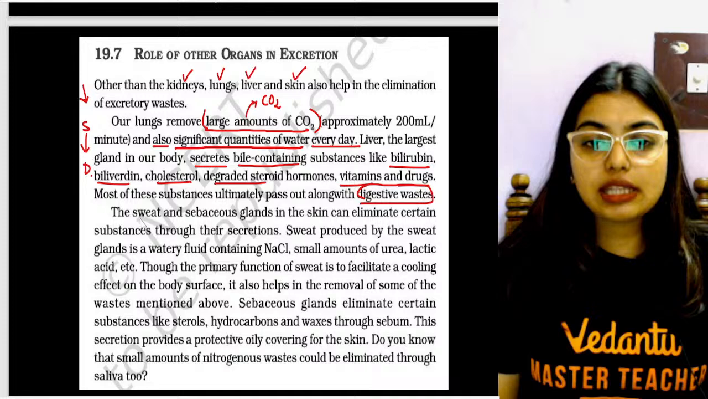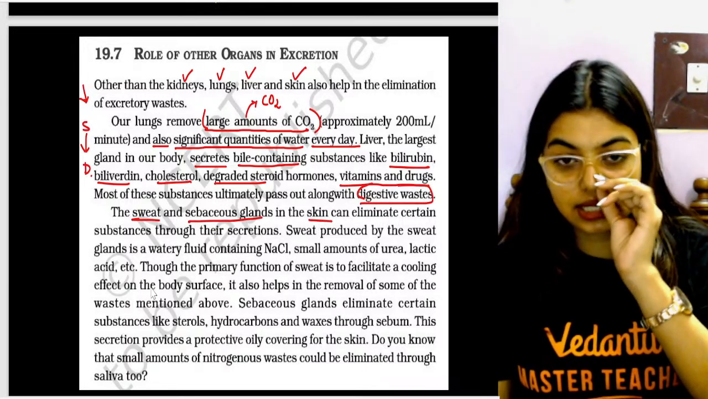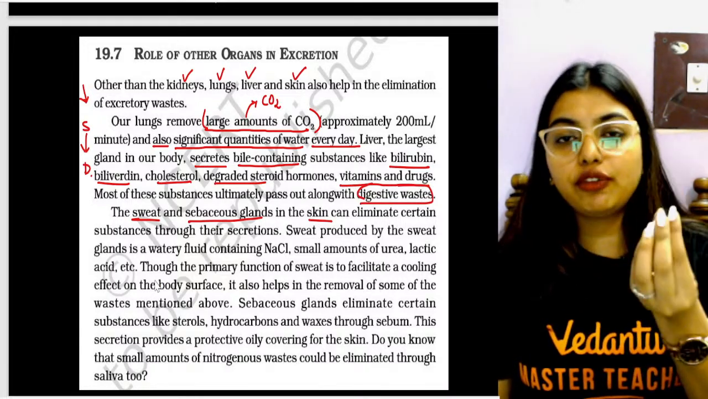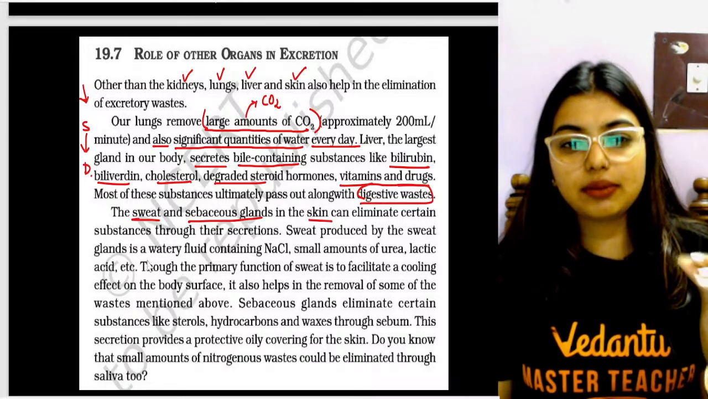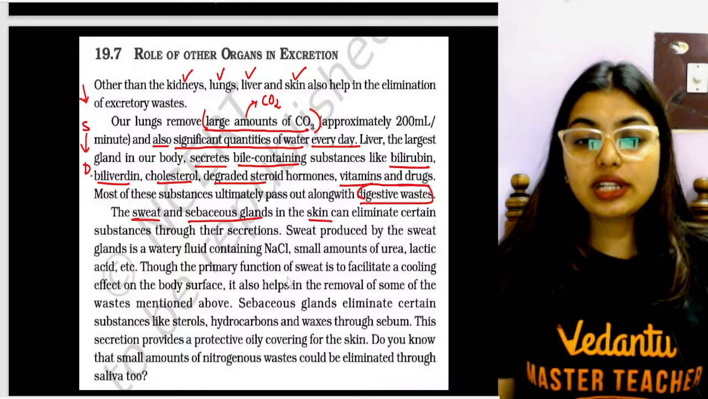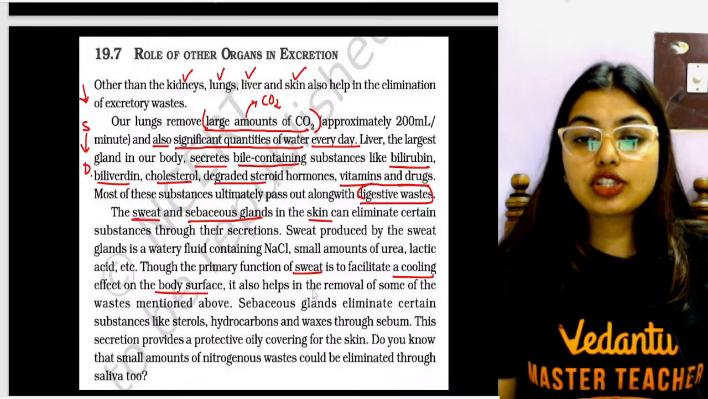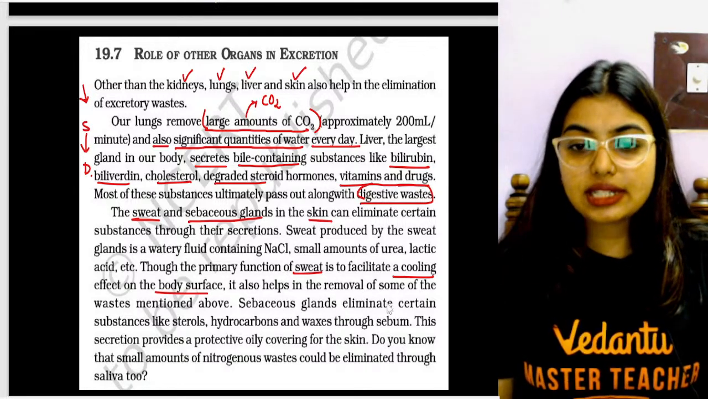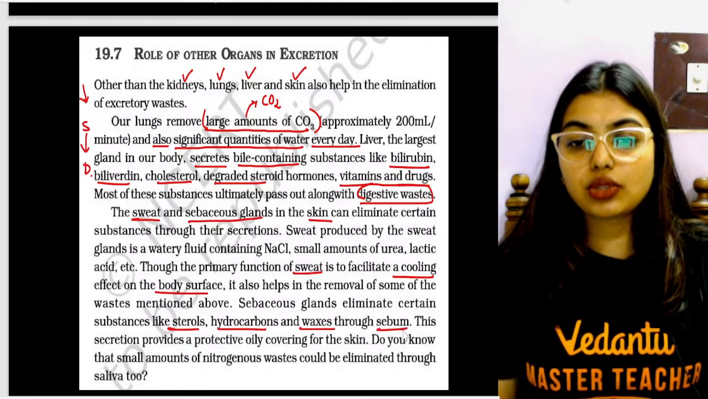The sweat and the sebaceous glands in the skin can eliminate certain substances through their secretions. Sweat produced by the sweat glands is a watery fluid which contains salt. Small amounts of urea and lactic acid will be there. Like if we are doing a lot of exercise, students, then lactic acid will come out. Though the primary function of sweat is to facilitate a cooling effect on the body surface, it also helps in removal of some waste. Is this clear?